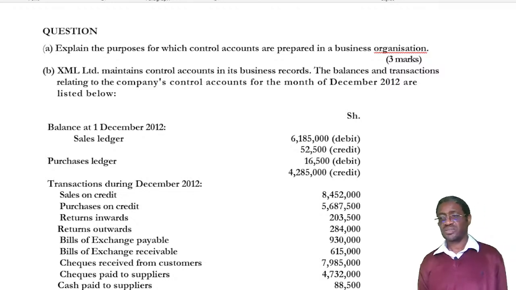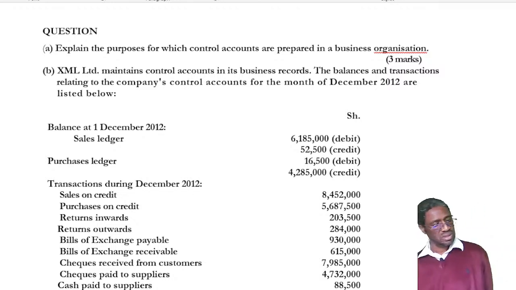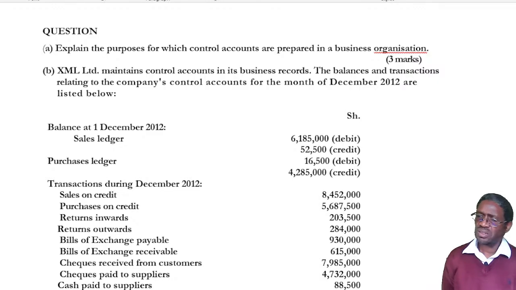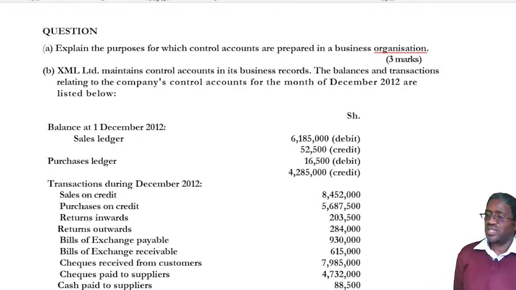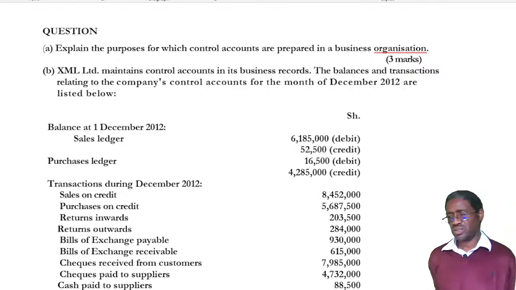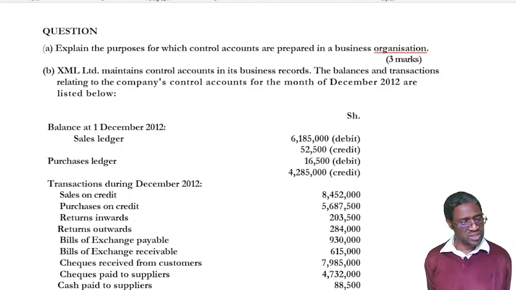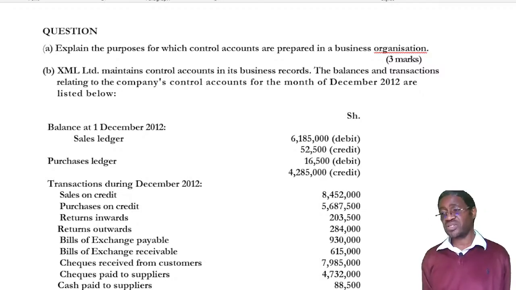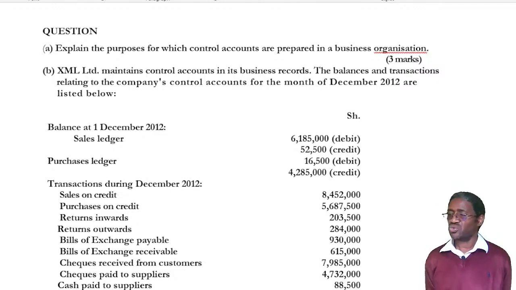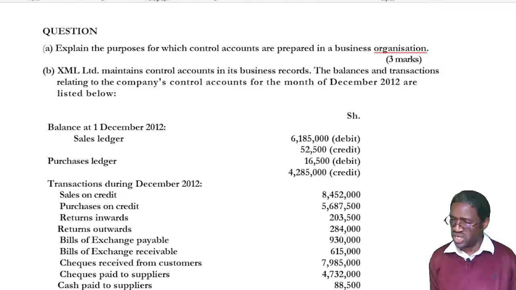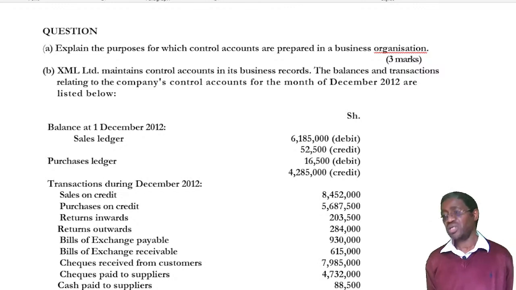Number 3, to determine the amount of debtors and creditors that should appear in the balance sheet.